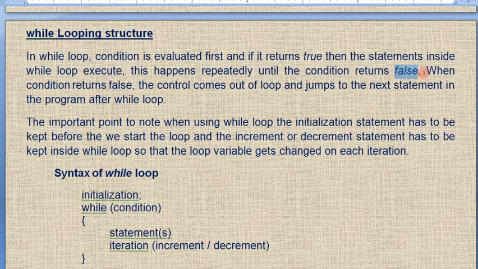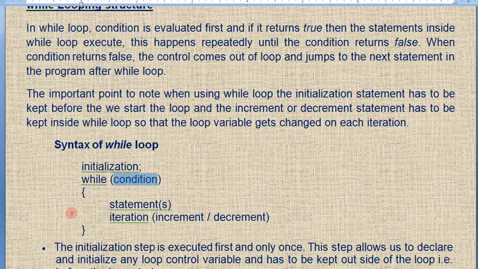Fine, students. So now let's continue. When the condition returns false, the control comes out of the loop. When this condition becomes false, it will come out of the loop. Coming out of the loop means this is the loop, this is the area or the body of the loop, and it will come simply outside the loop. Then it jumps to the next statement in the program after the while loop. Then it will do some other work, if it is written in your program.